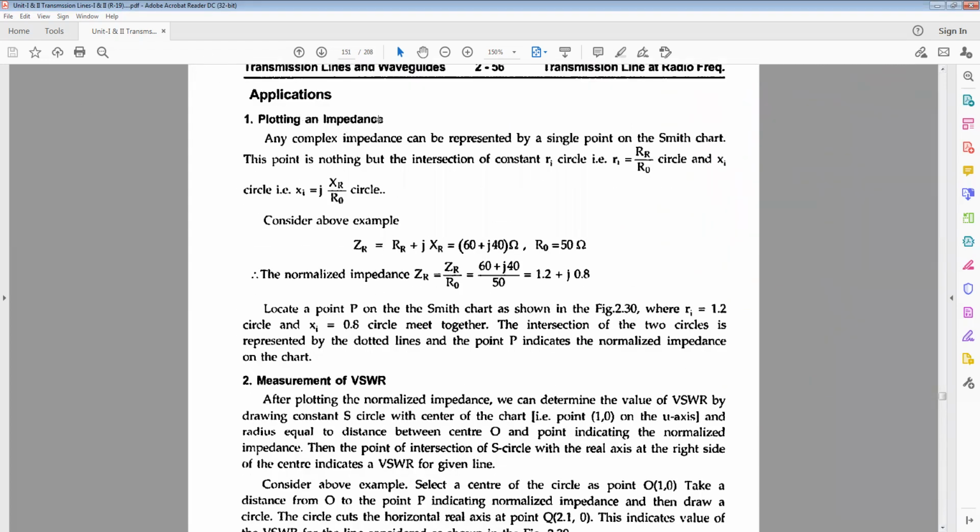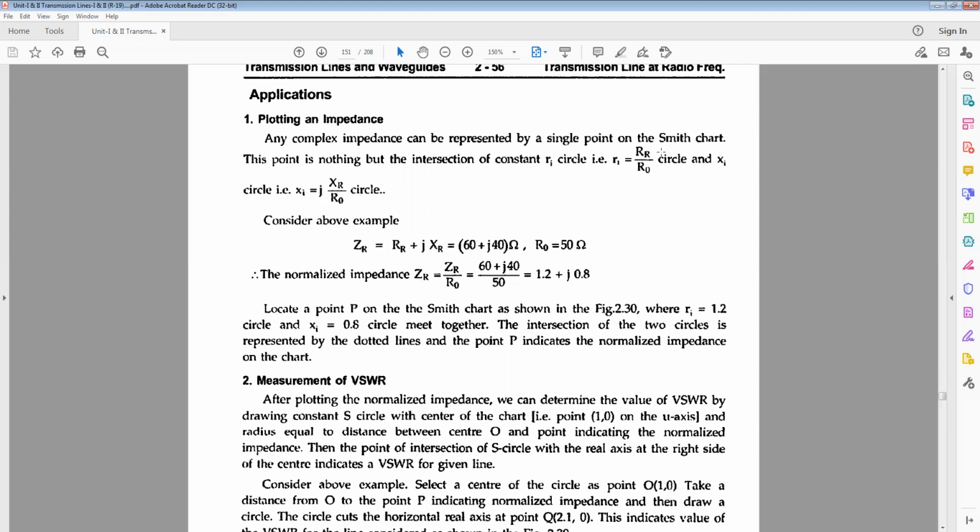Now, applications: plotting of an impedance. So we theoretically found the values. We got the reflection coefficient, the standing wave ratio, and also the input impedance. Now you can plot the values in the Smith chart. How can we plot? The first point is plotting an impedance. Any complex impedance can be represented by a single point on the Smith chart. This point is nothing but the intersection of the constant R circle and X circles. That R circle is RR by R naught and the X circle is J into XR by R naught.